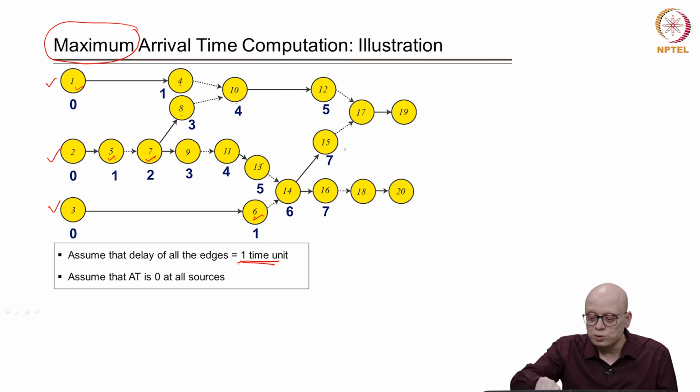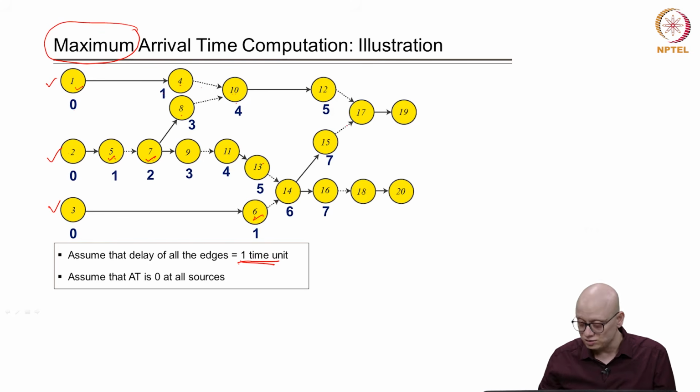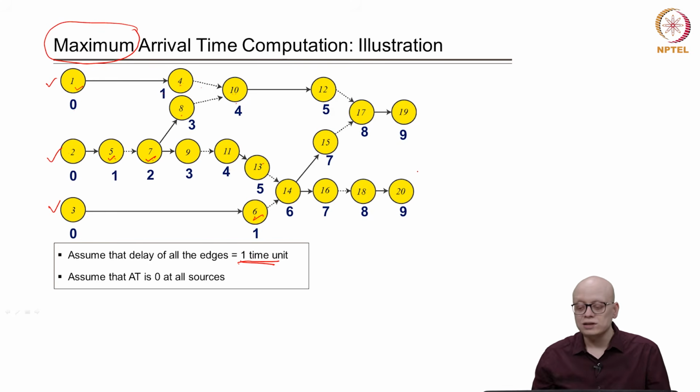Then we can now compute the arrival time at 17, that is 7 plus 1 is 8, the other path is not the maximum. Similarly for 18 the maximum arrival time is 8, and finally at the sink vertices 19 and 20 we get the arrival time as 9. So, this is how we can compute the arrival time throughout our graph.